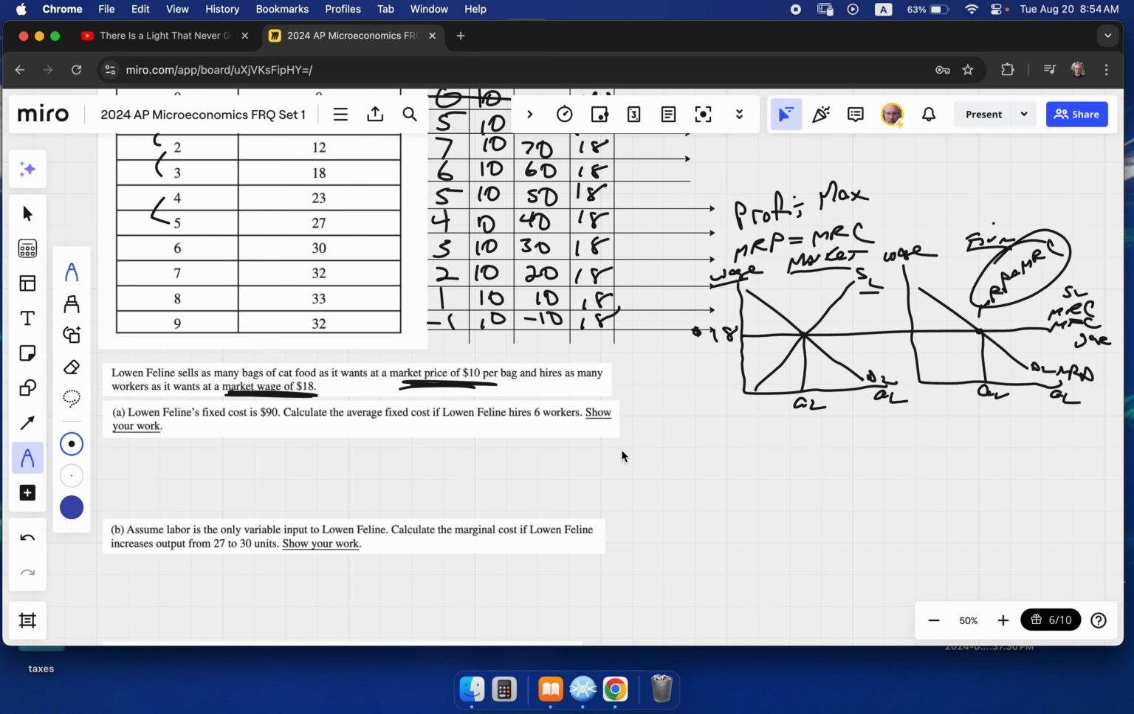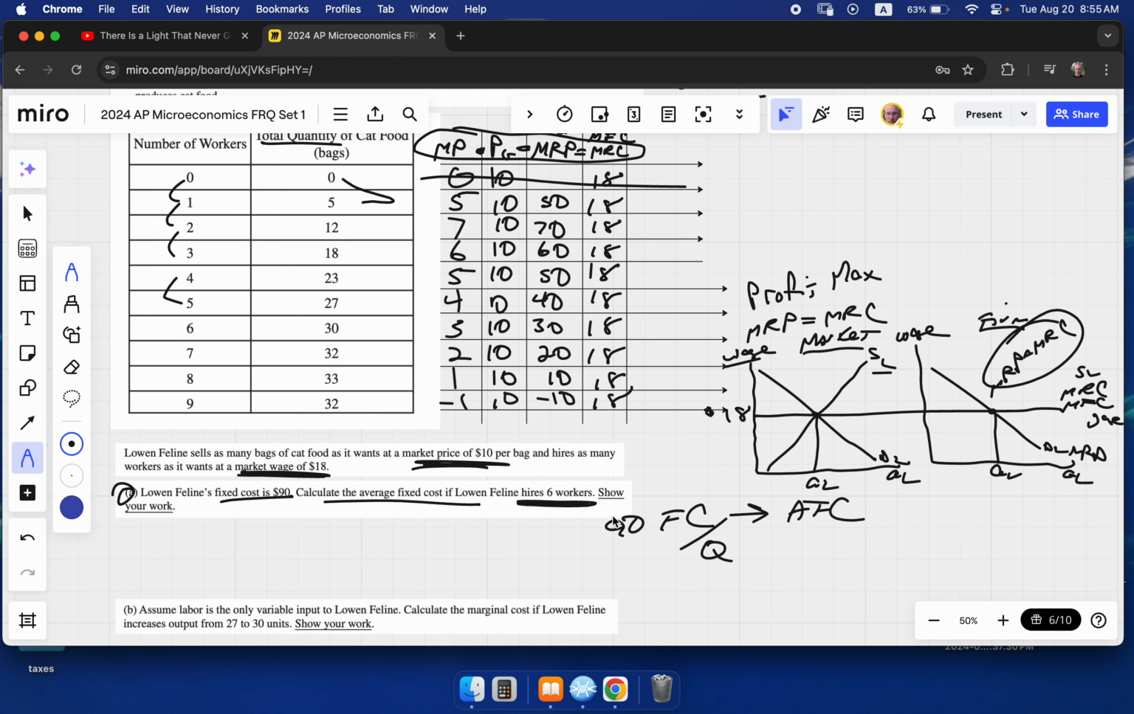Yeah, cool. All right, lines. Fixed cost is 90. Calculate the average fixed cost. We should know how to go from fixed cost to average fixed cost. Fixed cost divided by quantity gives us average fixed cost, right? So if our fixed cost is 90, they told us we were hiring 6 workers.